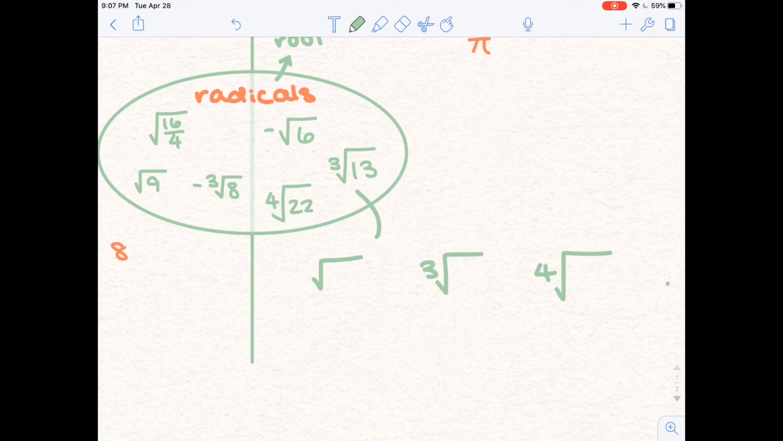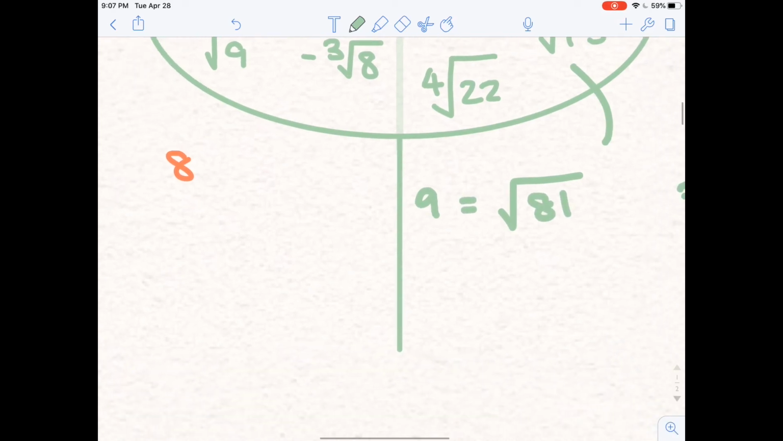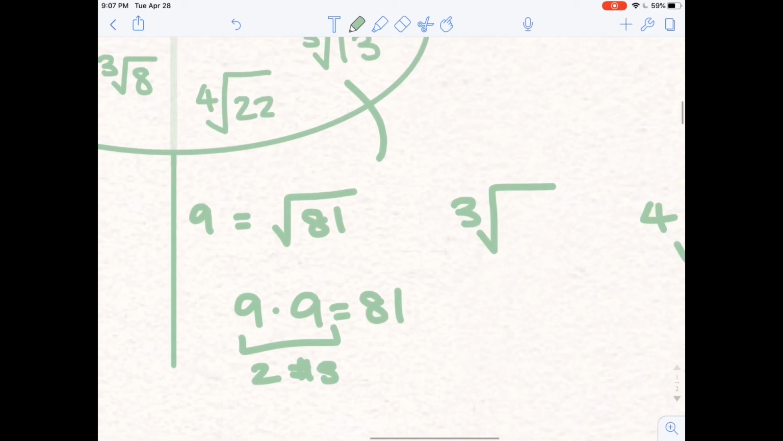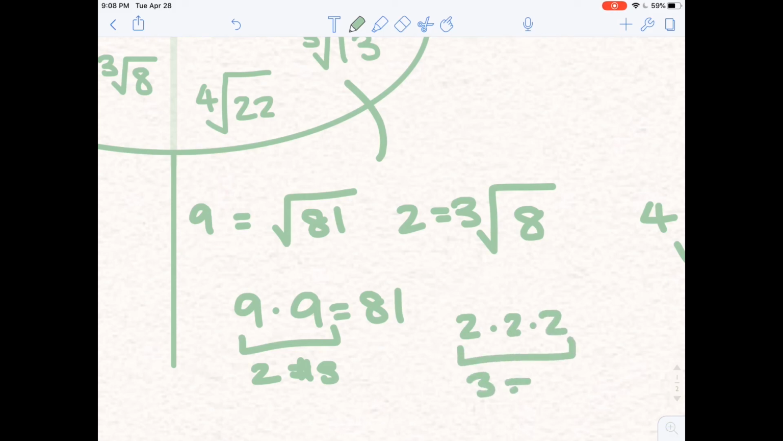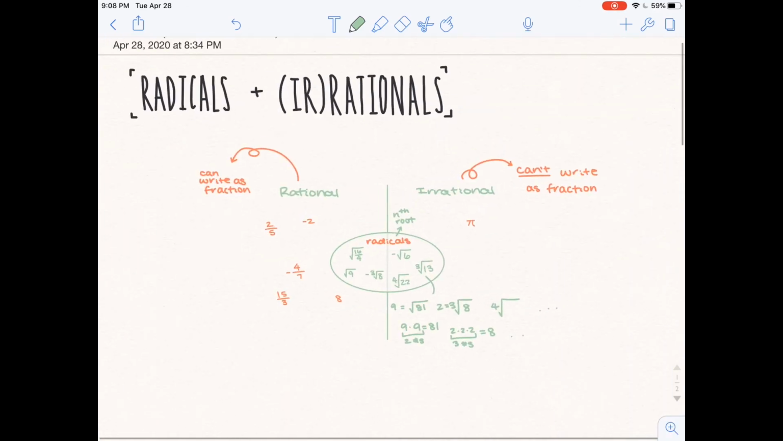This just means that if we have an example like 9 equals the square root of 81, that means that 9 times 9 equals 81. And you can see that we have two 9s here. Now moving on to the cube root, if we have something like 2 is the cube root of 8, that means that 2 times 2 times 2, which is 3 numbers, because this is the third root, equals 8, and so on. So that's a little bit about radicals and what they are.